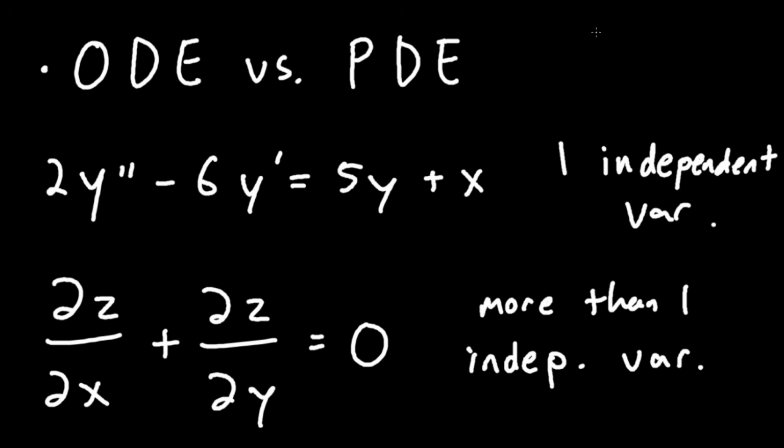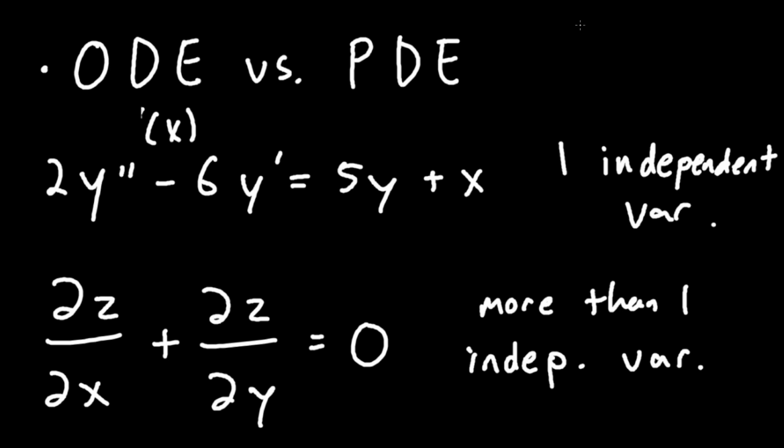So z is just our one dependent variable, but we have two different independent variables, x and y. And this right here is called a partial differential equation when you have more than one independent variable in your problem. But in the case where you see y with the primes, right? If you see f double prime, this is pretty safe to assume this is just an ordinary differential equation.